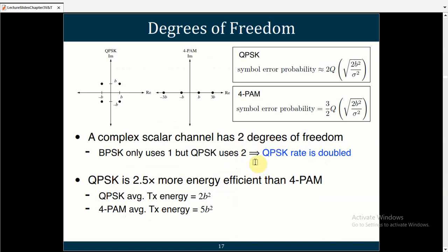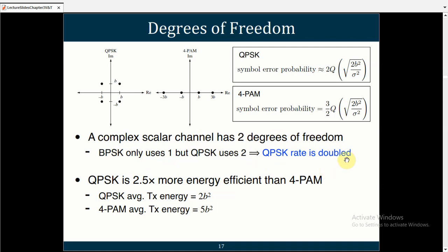So the degrees of freedom in QPSK are more compared to the degrees of freedom if we equivalently use 4 PAM. The symbol error probability is approximately equal to 2 times Q of the square root of 2B square over sigma square, and for 4 PAM the symbol error probability is given by 3 over 2 Q, with an argument of square root of 2B square over sigma square. A complex scalar channel has 2 degrees of freedom. Now BPSK only uses 1, but QPSK uses 2. That is, QPSK rate is doubled.